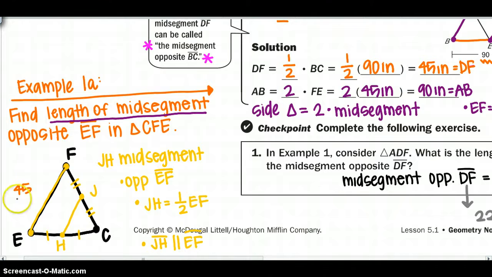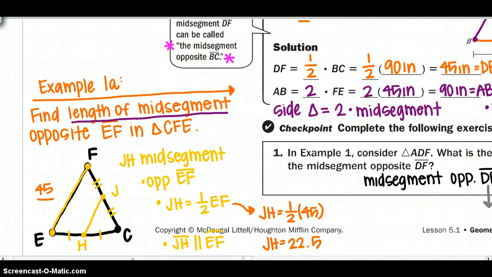Since we know that EF is 45, we can plug it into this equation. JH equals 1/2 of 45. So we know that JH equals 22.5. All right, go ahead and stop this video and do checkpoint number 1, and then we will move on.